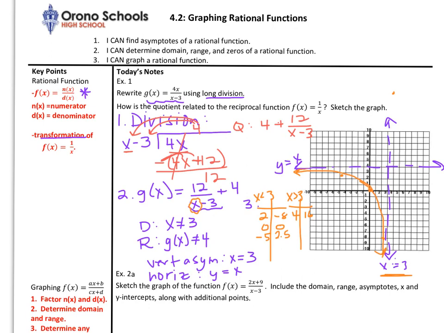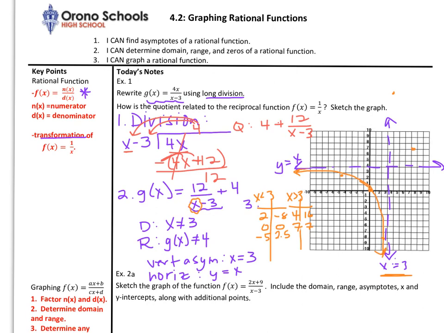I'll bump it over to 7. 7 minus 3 is 4. 12 divided by 4 is 3. 3 plus 4 is 7. At least that fits on our graph. So 7, up 7, kind of in the middle right there.